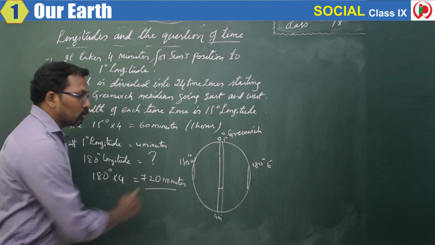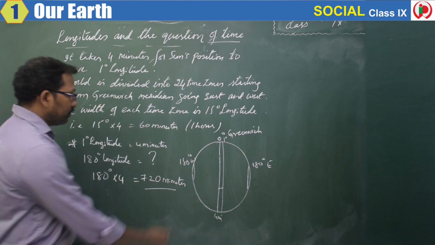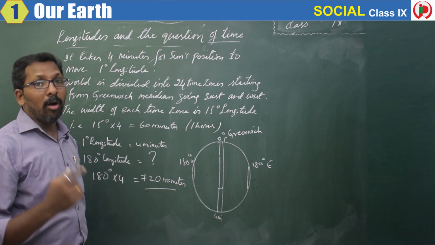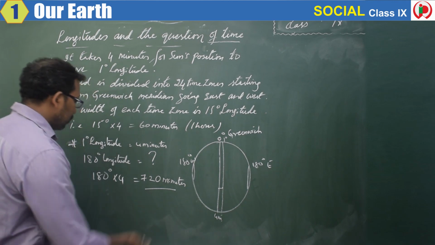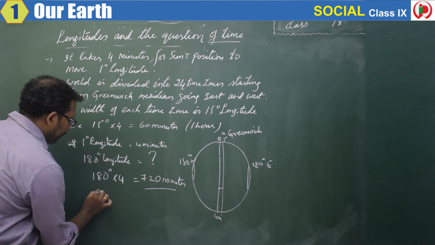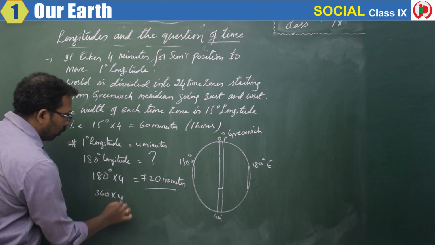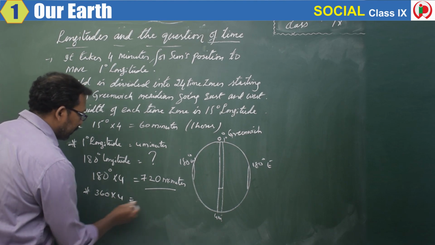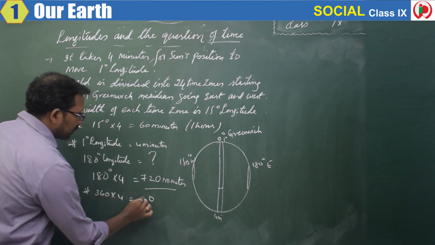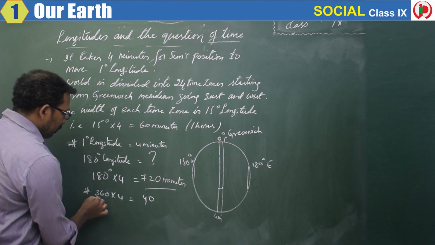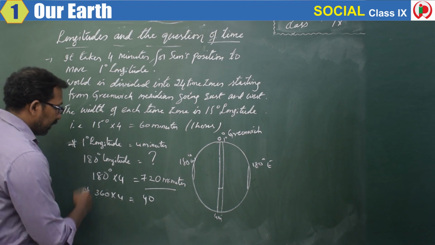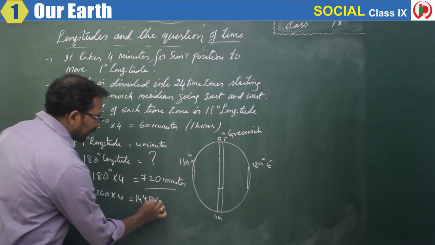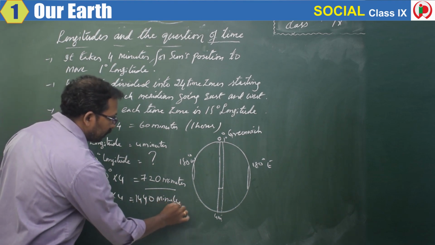Hope you have understood this. To move the complete 360 degrees of longitude, how much time does it take? Directly, if you take 360 into 4, 4 0s are 0, 4 6s are 24, 4 3s are 12, 13, 14, so 1440 minutes it has taken.